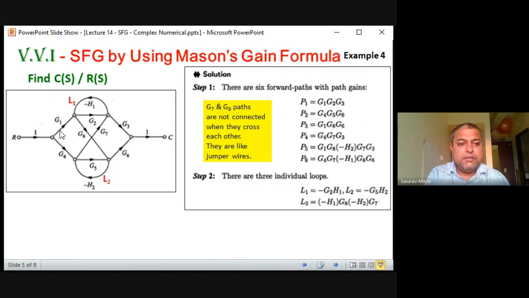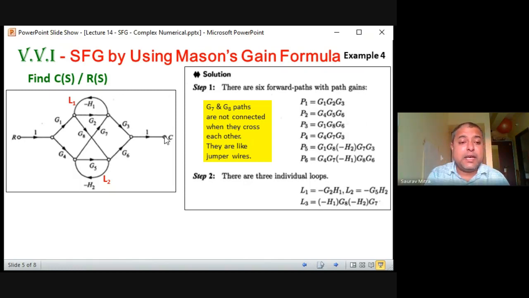We are coming from here. First it goes up G1, and then it comes below G8, and then here this minus H2, and then it is G7, and it is G3. So first it is 1, then G1, then G8, and then minus H2. After G8, after this node, it comes below to minus H2, and then G7, and then G3. So P5 is equal to G1, G8, then this feedback path minus H2, then G7 and G3, and it goes to C, that is the output.